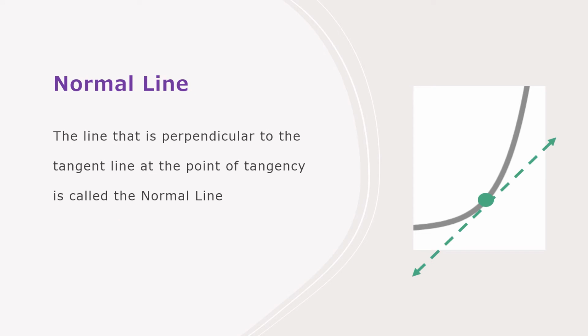A normal line is the line that is perpendicular to the tangent line at the point of tangency. So that means that we have to go through the point of tangency and be perpendicular to the tangent line. So that means that my normal line and my tangent line form a 90-degree angle. So this purple line is the normal line at that point.